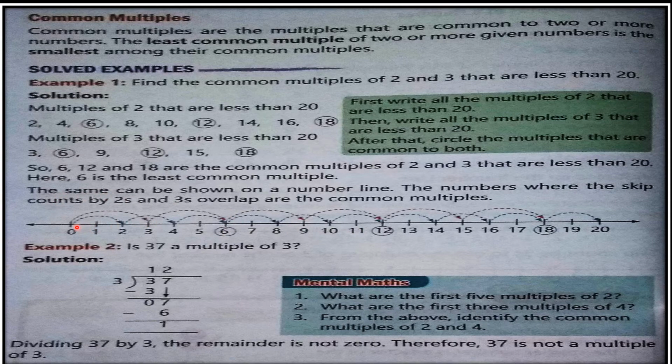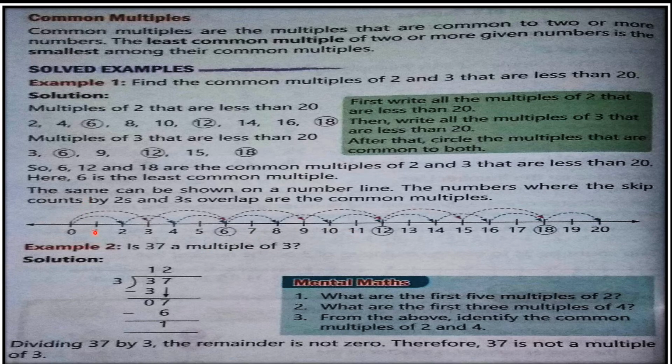So we just need to keep counting on the number line. First see here, 2, 4, 6, 8, 10, 12, 14, 16, 18. These are the multiples of 2. Now 3, 6, 9, 12, 15, 18. Less than 20. Don't take 20, we just need to write less than 20.